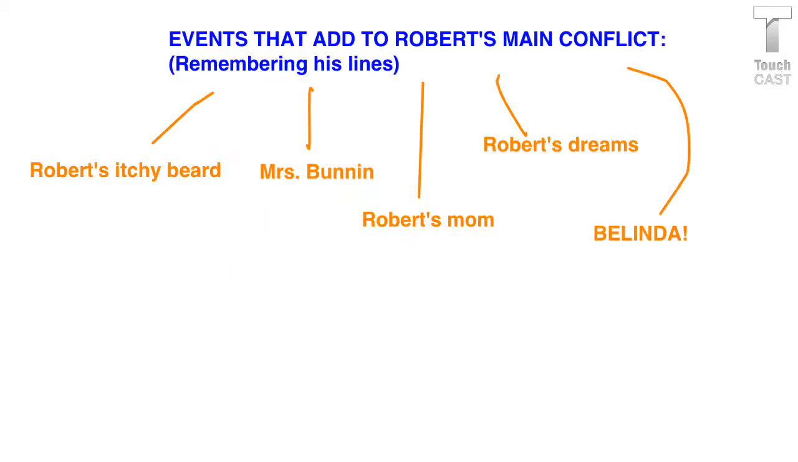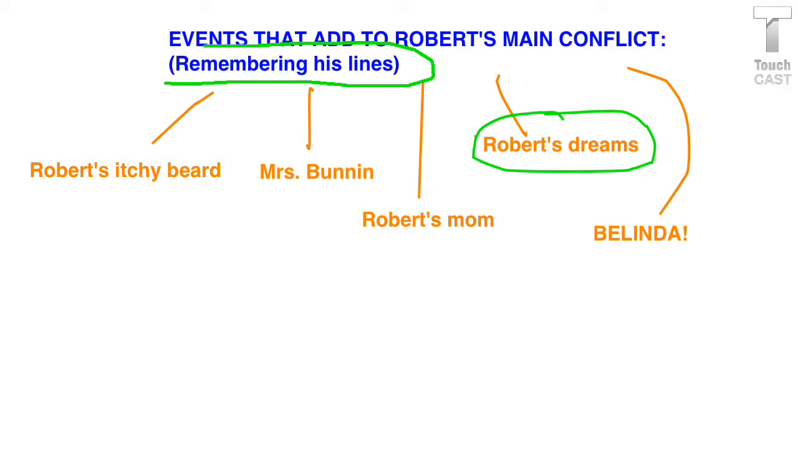So which conflict up here is an internal conflict for Robert? Well, Robert's dreams are only with himself, and remembering his lines are only with himself because it depends on Robert to remember his own lines. So our main conflict is actually an internal conflict, and then an event that leads up to his internal conflict is also an internal conflict, which are Robert's dreams.